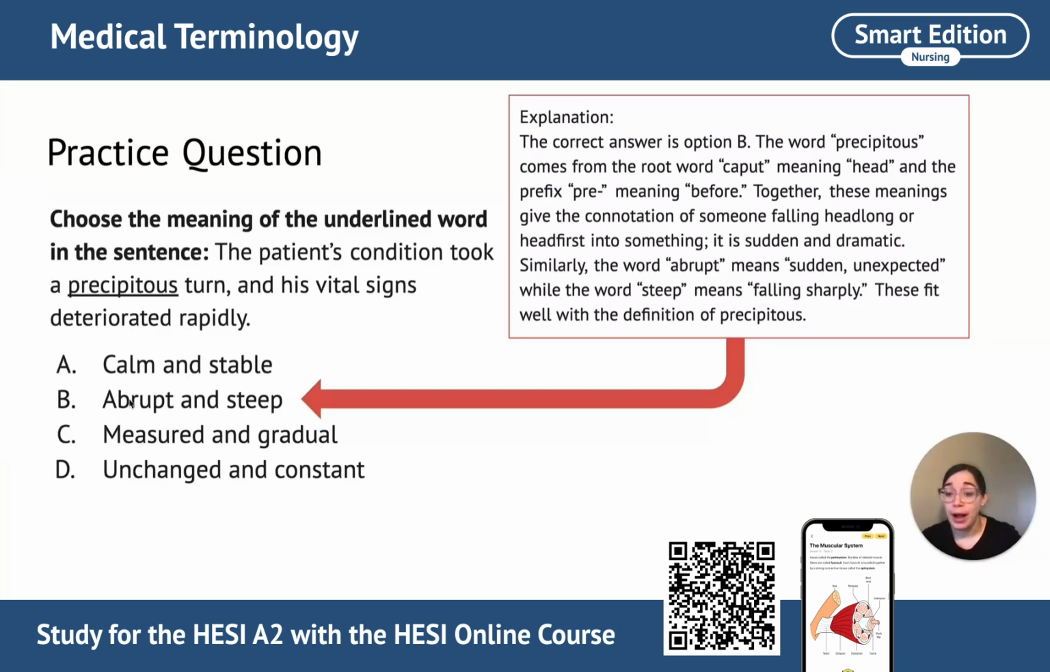Similarly, the word abrupt means sudden and unexpected, while the word steep means falling sharply. So those fit well with the definition of precipitous, but they also fit well with the context of the sentence and the key words that we pointed out, deteriorated rapidly. So that makes option B our correct answer. And again, if we run through our other answer options here, calm and stable, measured and gradual, unchanged and constant, all of those are good things, or at least not as serious as the context that we're given. So B is our best answer.